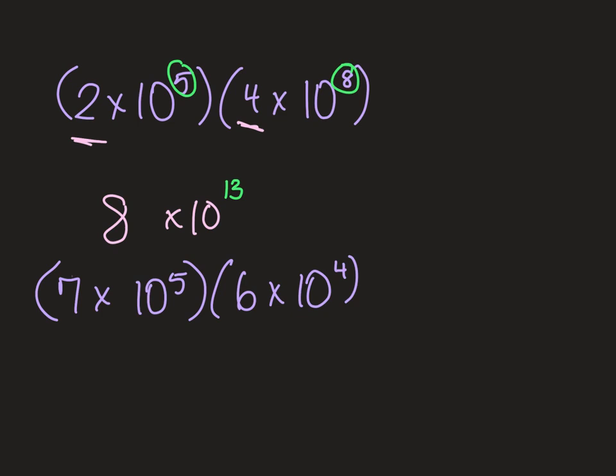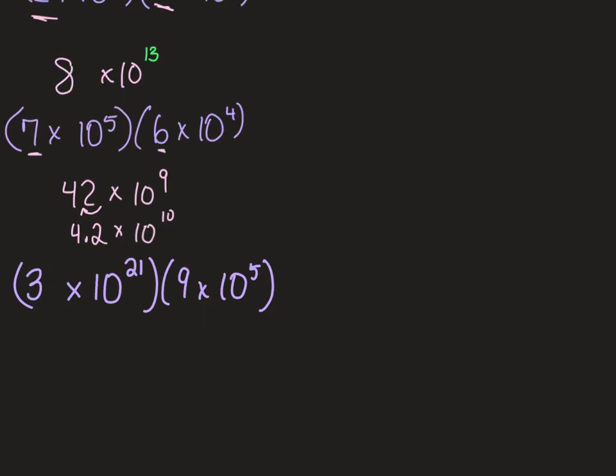But what happens when these first numbers become 2 digits? We can't have 42 times 10 to the 9th because scientific notation can only have 1. So I need to make it 1 smaller, 4.2, which means I have to adjust the 9 and make it 1 larger. Let's do another one.